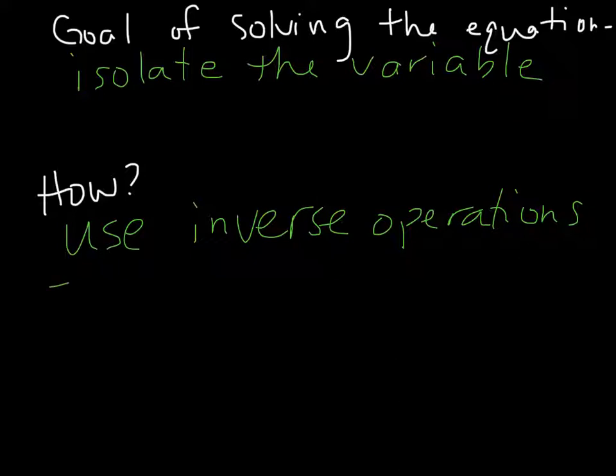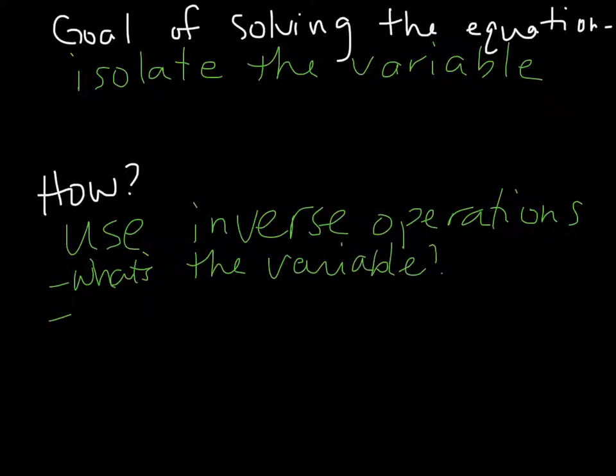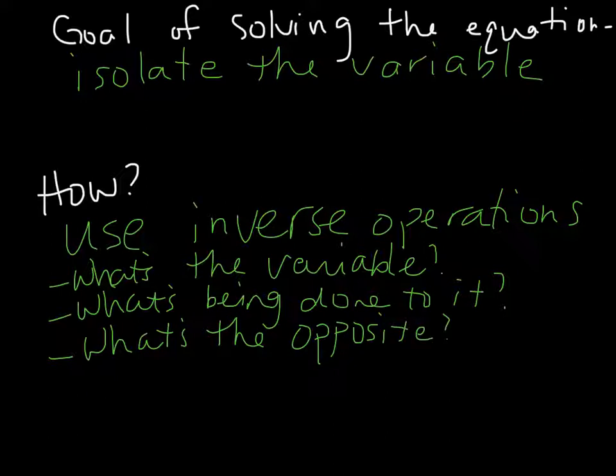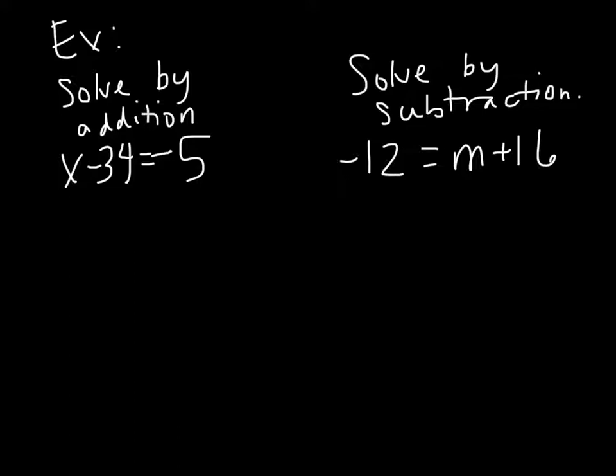So we're going to ask ourselves some questions. We're going to say, what's the variable? First of all, let's find our variable. Then we're going to say, what's being done to it? Are we adding something to it, subtracting something from it, multiplying it by something, dividing it by something? And then, what's the opposite? That's what we're going to do to both sides of the equation to get that something away from the variable.